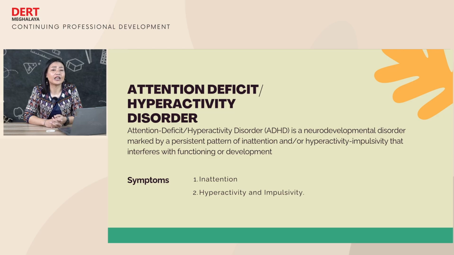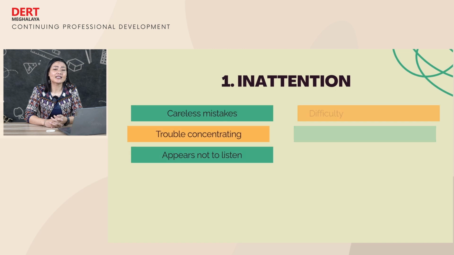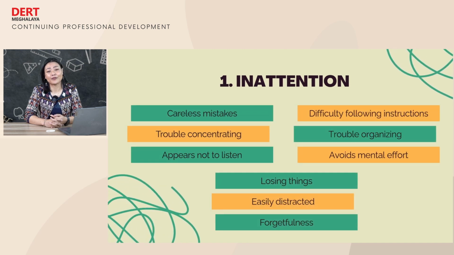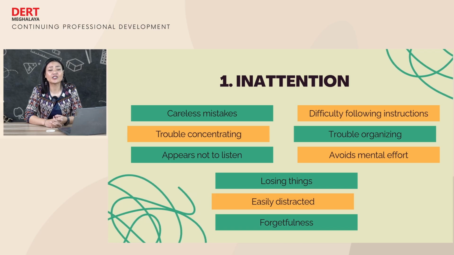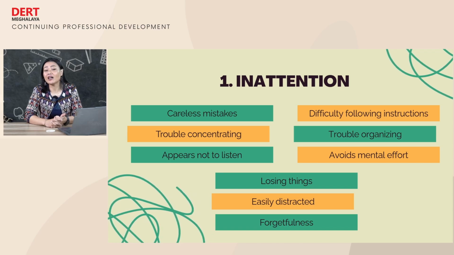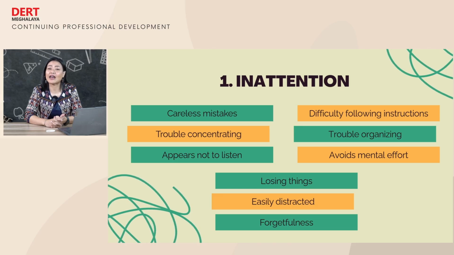The symptoms of ADHD fall into two main categories: inattention, and hyperactivity and impulsivity. It is important to note that a person may present predominantly with symptoms from one category or a combined type. Let us discuss inattention. This involves difficulty with focus, organization, and sustained attention, such as careless mistakes. Here, the child frequently fails to pay close attention to details, resulting in errors in schoolwork and other activities.